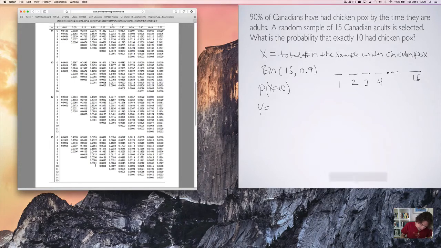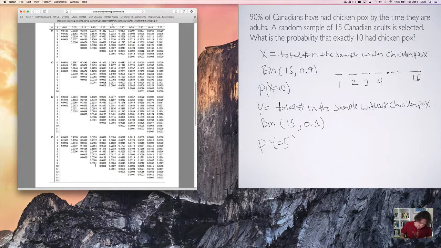y is the total number in the sample without chickenpox. And that has a binomial distribution. Same n is equal to 15, but in this case, p is equal to 0.1, and we're interested in the probability that y is equal to 5.